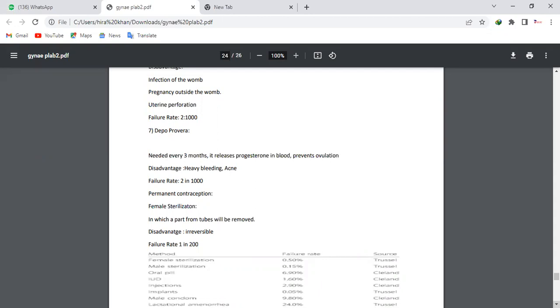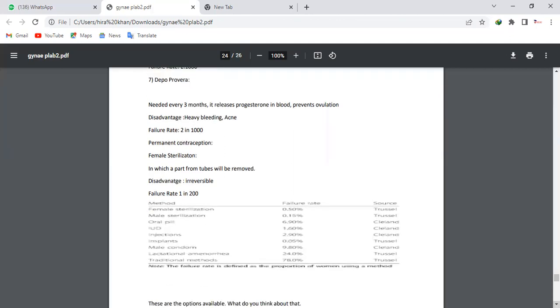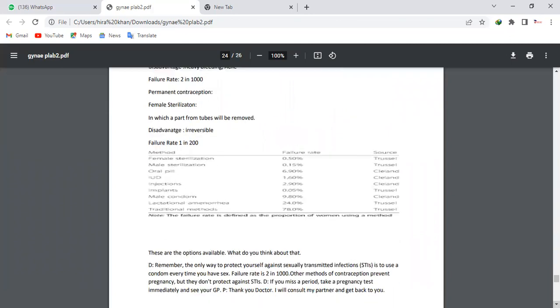And then tell her that there are some permanent contraceptions as well, let me tell you. That is female sterilization and male sterilization. In females, part of the tubes will be removed. And the disadvantage is it is irreversible, and the failure rate is 1 in 200. All right. So these are the options. What do you think about that? Okay, she will say something.